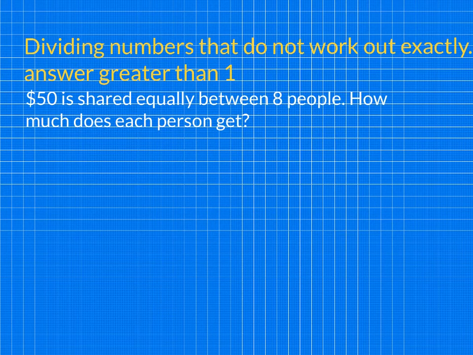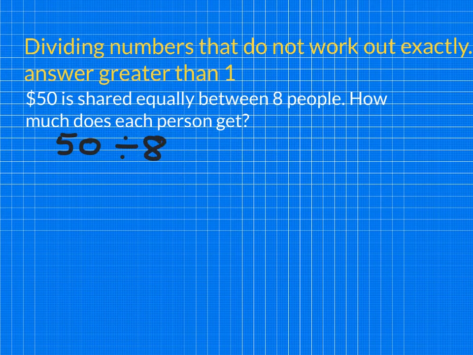In this example, we're going to divide numbers that don't work out exactly. However, the answer will be greater than 1. So, $50 is shared equally between 8 people. How much does each person get? We need to change these words into numbers. So, $50 is shared equally between those 8 people. So, that's 50 divided by 8.